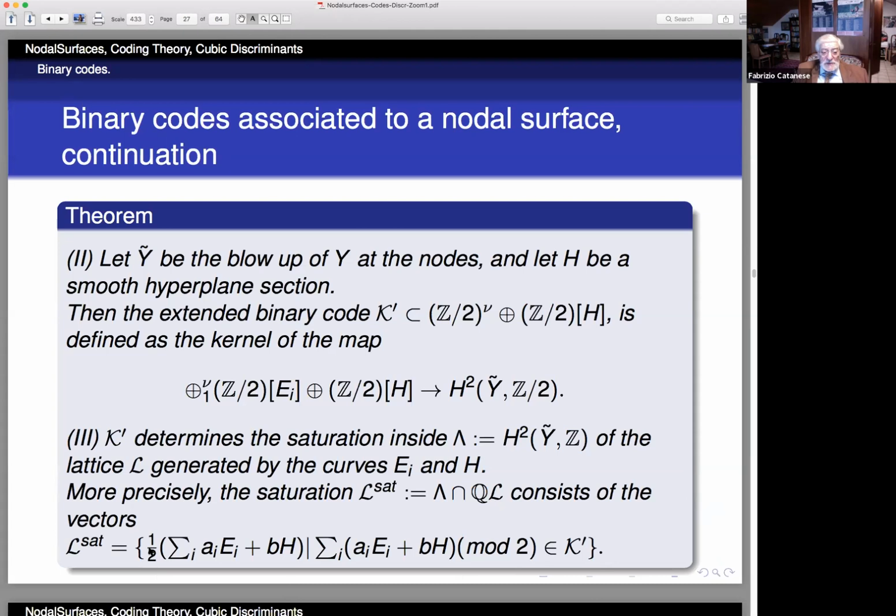And the answer is quite easy. The saturation of L is the set of elements 1/2 sum of AI EI plus BH, such that the sum of AI EI plus BH modulo 2 is in K prime. So what is important is that this extended code determines a primitive sublattice of the second homology.